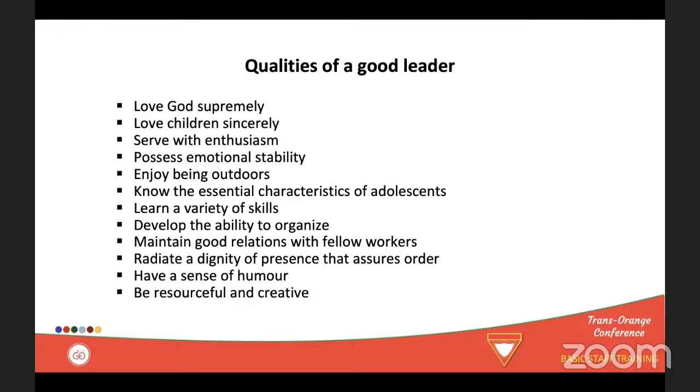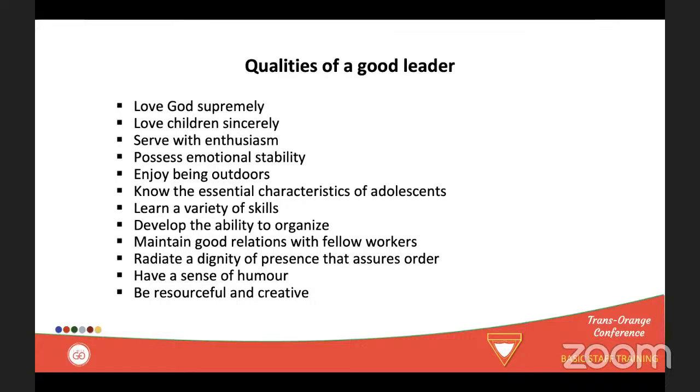Have a sense of humor. So the children, they enjoy playing with us leaders, teachers sometimes. So have a sense of humor. If you need to joke with them and laugh with them, play with them, have that sense of humor and be a child at that time as you are working with them.